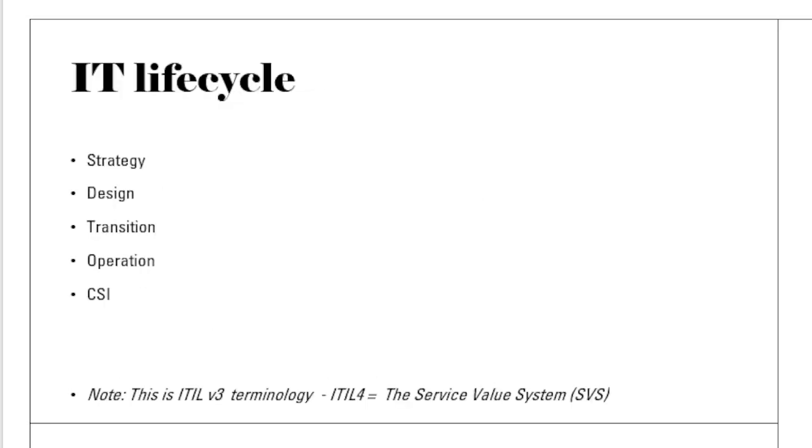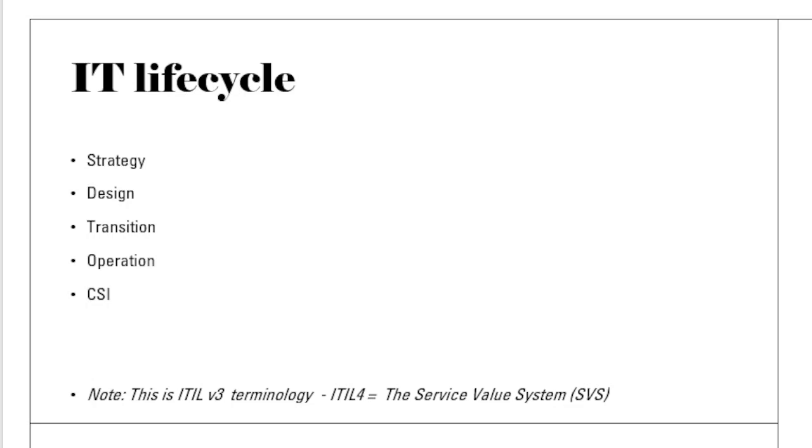Okay, IT lifecycle. This is ITIL 3 terminology, but the various life cycles within ITIL certainly is strategy, the design, transition, operation, and continuous service improvement. In ITIL 4, this is now changed to the service value system. So just to be mindful of that, really, the various stages in the life cycle are around strategy, design, transition, operation, continuous service improvement.